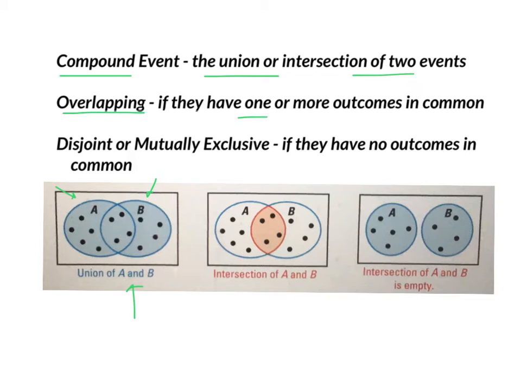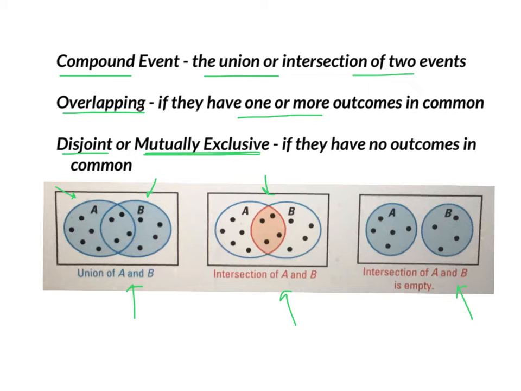Overlapping, if they have one or more outcomes in common. Really, if you look at the intersection right here, A and B do have things in common. Those four dots in the middle, those are called overlapping. Disjoint, or, as most books say, mutually exclusive, if they have no outcomes in common. That's what this is.